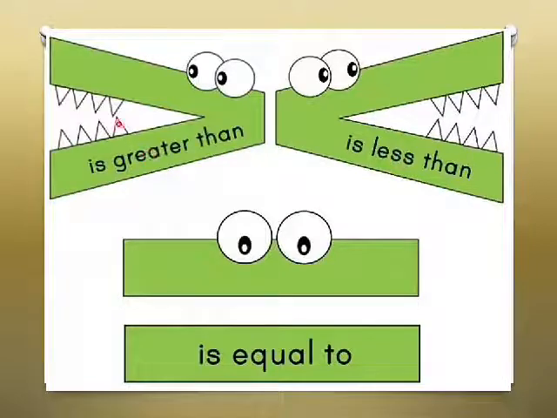See this picture. The biggest side of the mouth is used to represent the term more than. Similarly, the smallest side of the mouth is used to represent the term less than. Okay, what about this symbol? This is the equal to symbol.